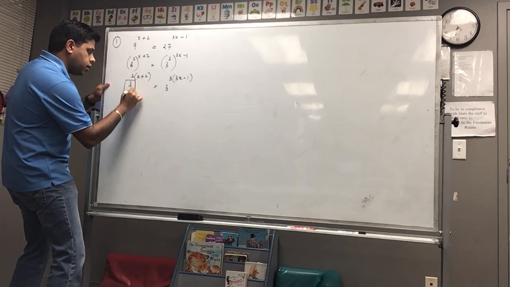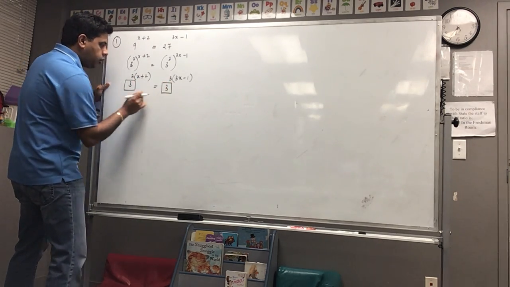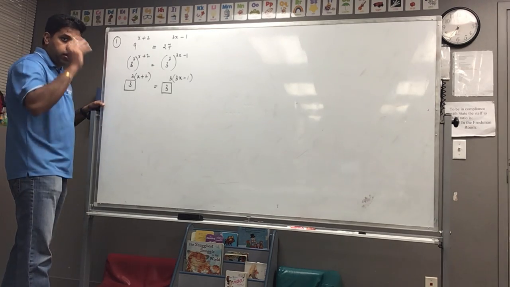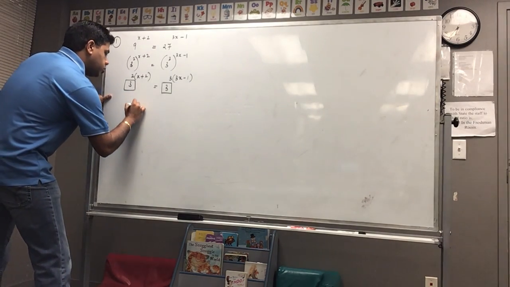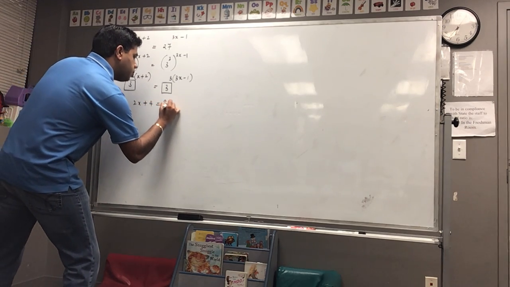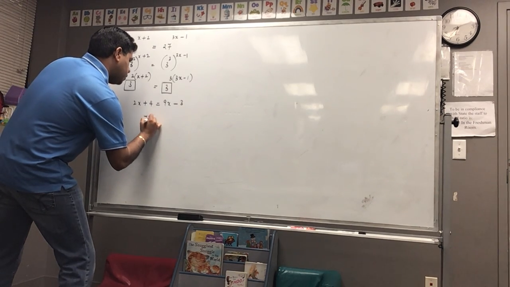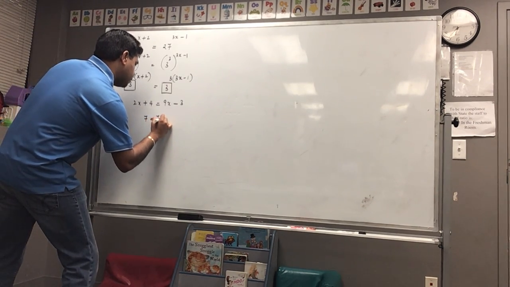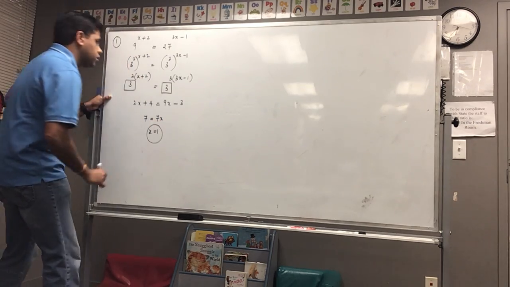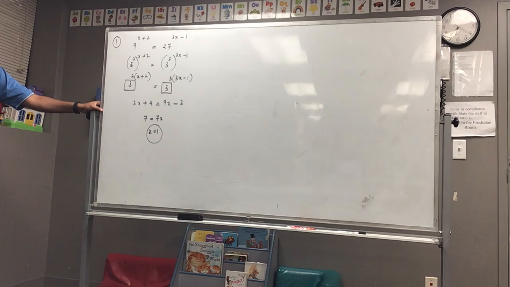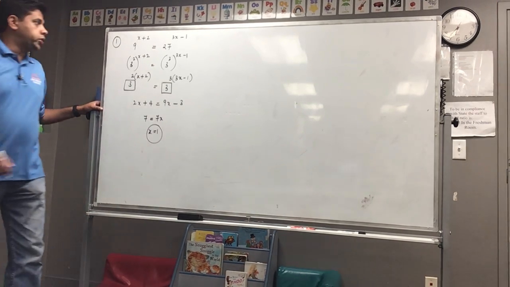Now we have 3 by itself, and 3 on the other side of the equal sign. When the bases are equal, exponents have to be equal. So 2x plus 4 is equal to 9x minus 3. 7 is equal to 7x, x is equal to 1. Well, coincident. Questions? Next question.